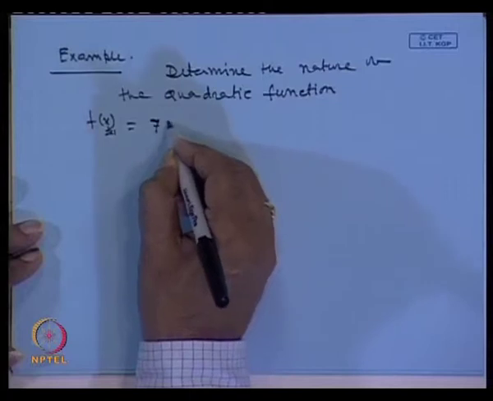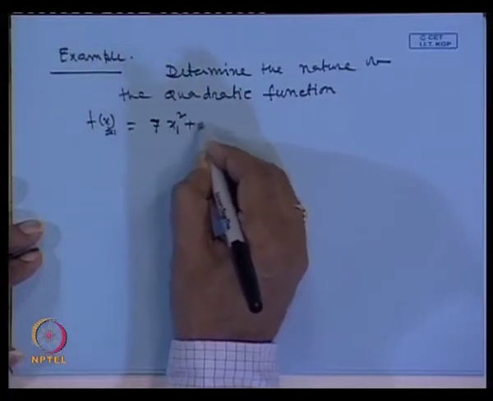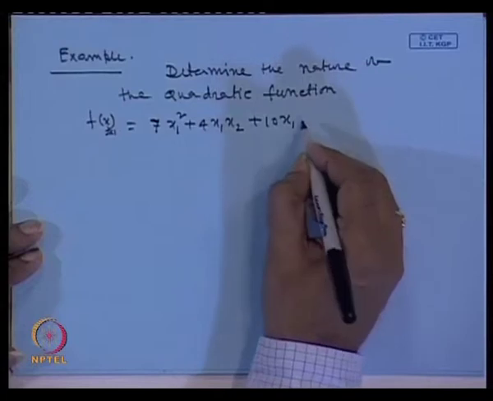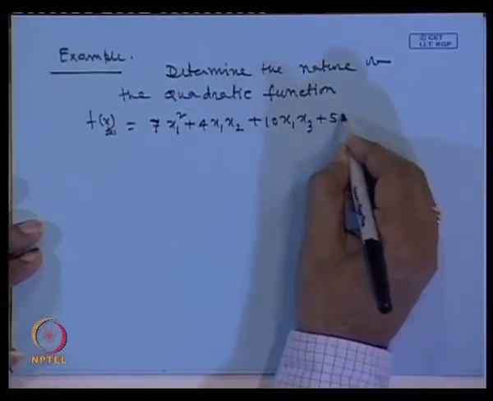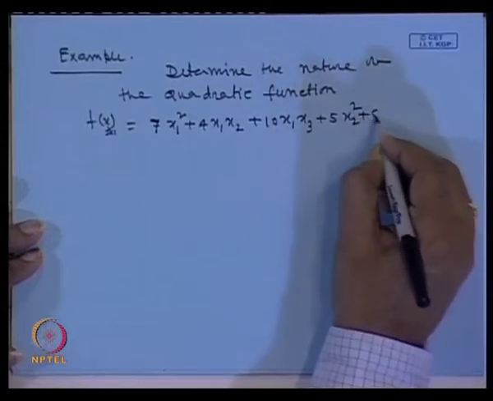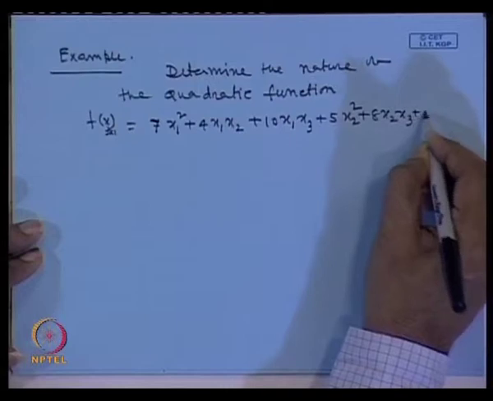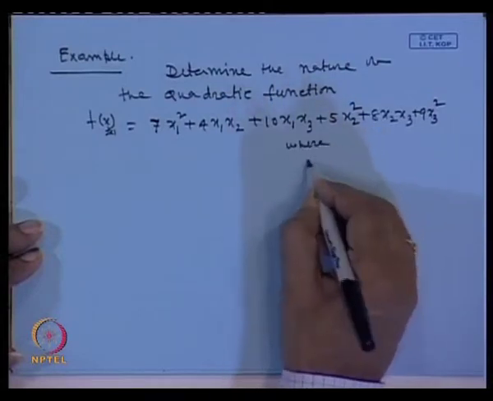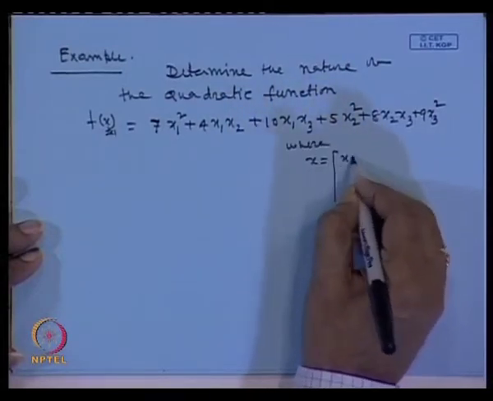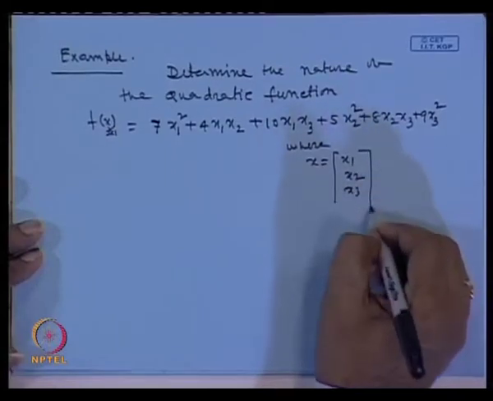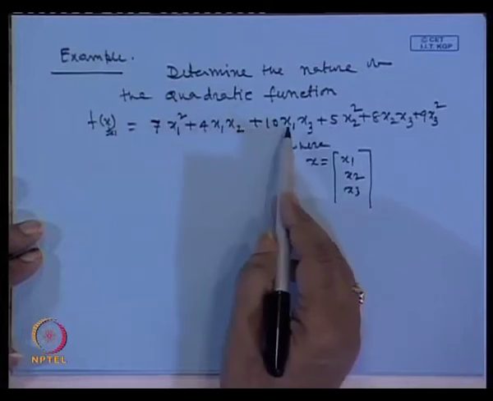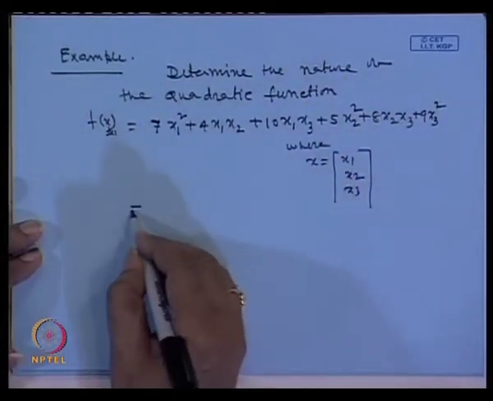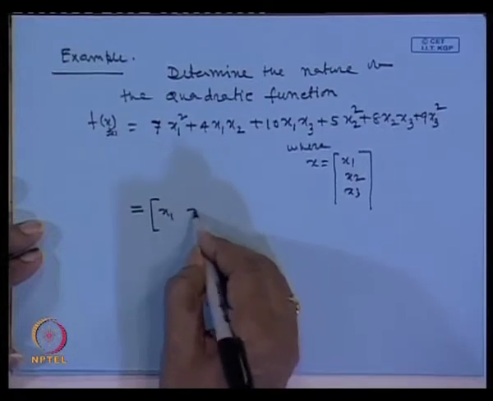The function is 7 x1 square plus 4 x1 x2 plus 10 x1 x3 plus 5 x2 square plus 8 x2 x3 plus 9 x3 square, where x is a vector consisting of x1, x2 and x3. This I can easily convert into a matrix and vector form.